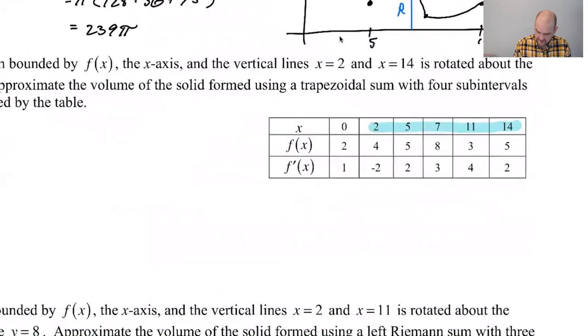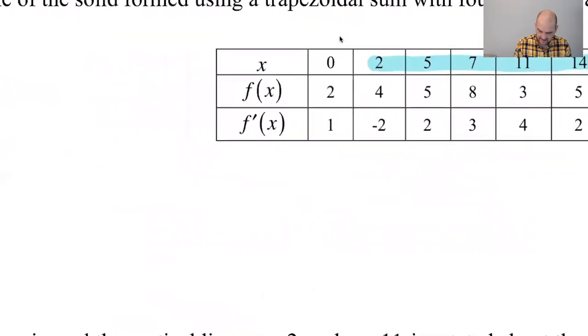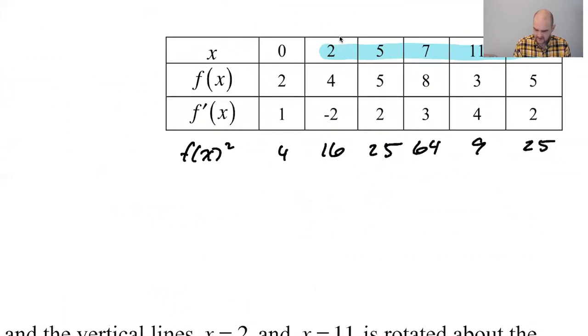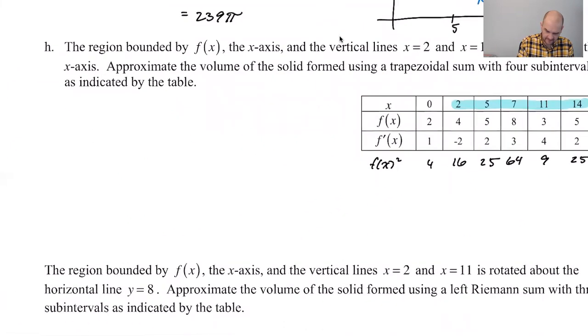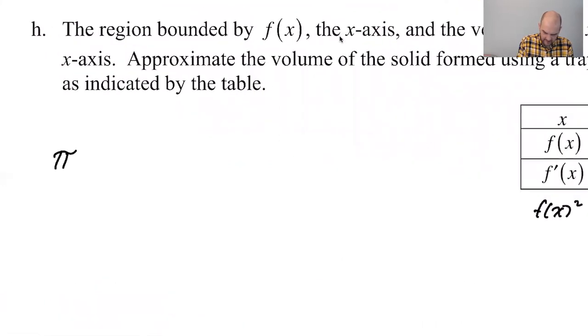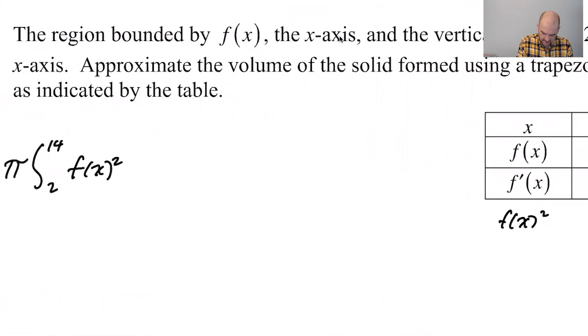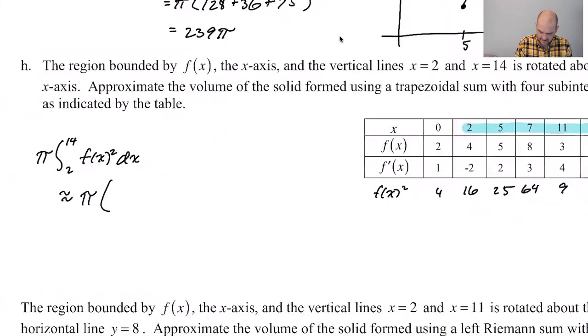We're going to use trapezoids. So I'm going to add again. I'm not going to name it g of x this time. I'm just going to do f of x squared, and then that's 4, 16, 25, 64, 9, and 25. All right, because what I want to do is pi times the integral from 2 to 14 of f of x squared dx. That's going to be approximately, let's not forget pi. All right, now trapezoids. So there's a 1/2.